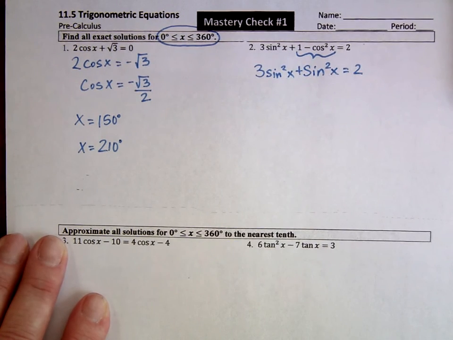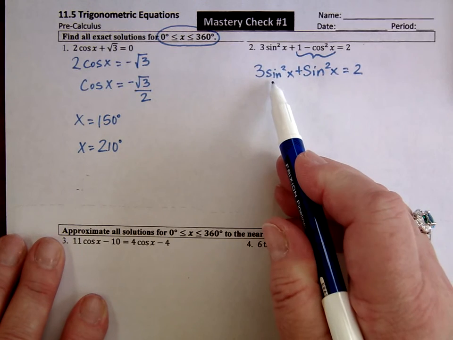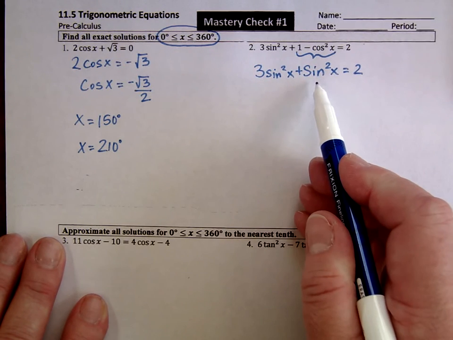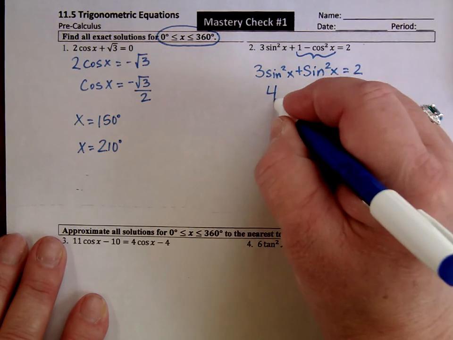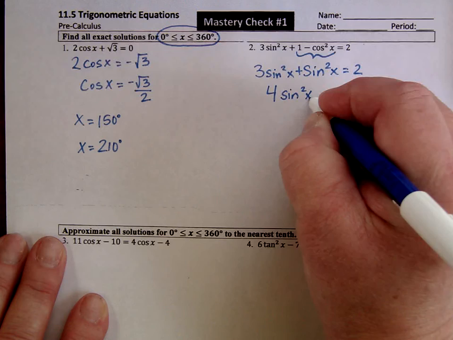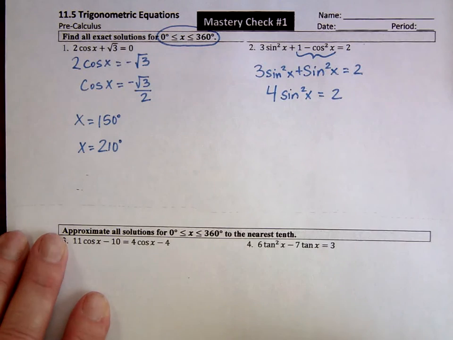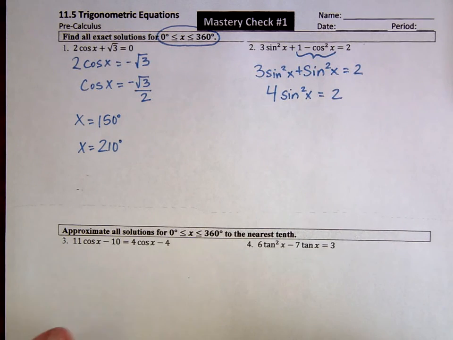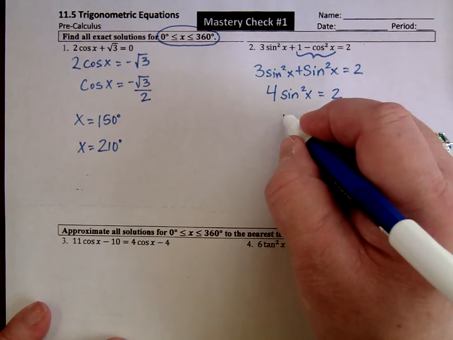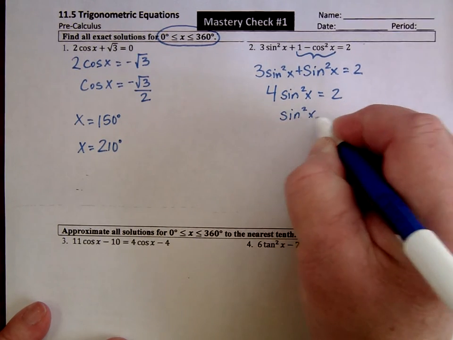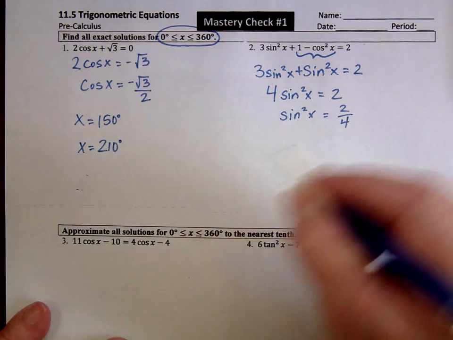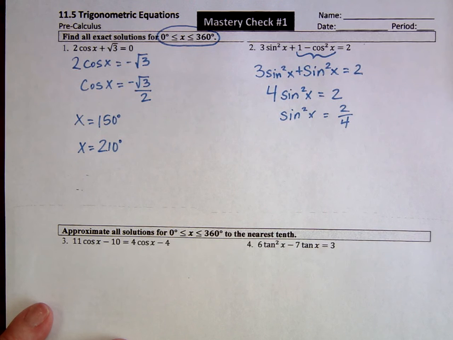And I'm ready to do a happy dance again because I have 3 sine squareds and I'm adding one more to it. So now I have 4 sine squareds of x equals 2. I want to solve for the trig function, so I'm going to get the sine by itself. That means I'm going to divide by the 4. And that gives me sine squared x equals 2 over 4. But I want to know what the sine is, not the square, so I'm going to square root it.